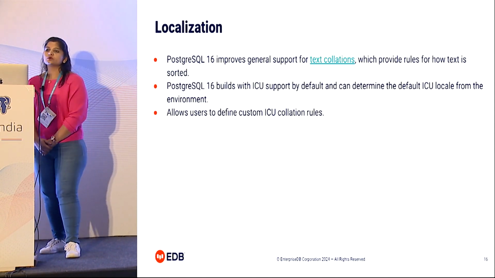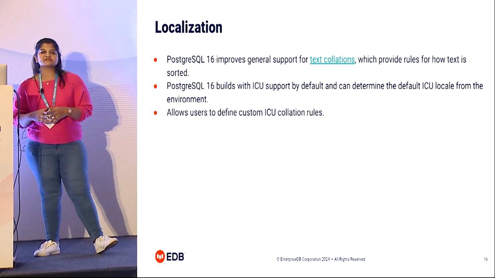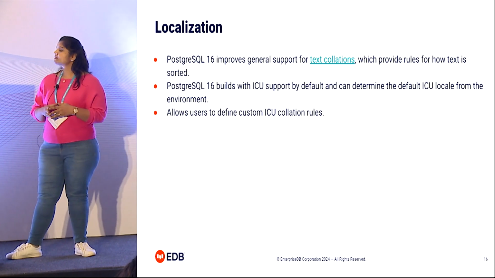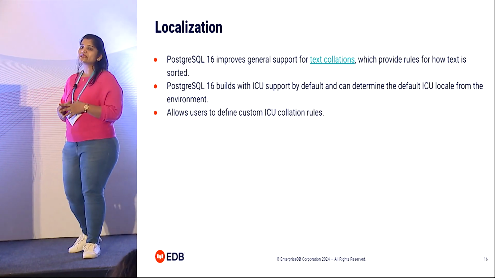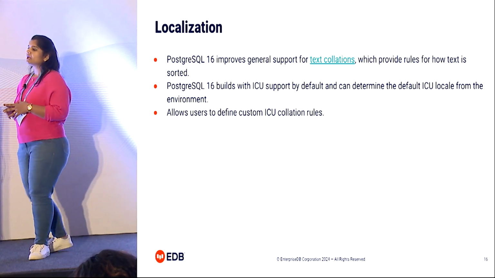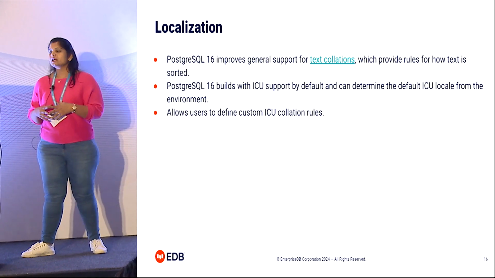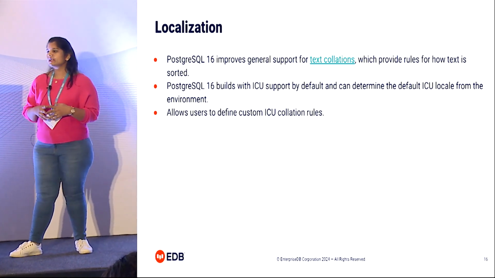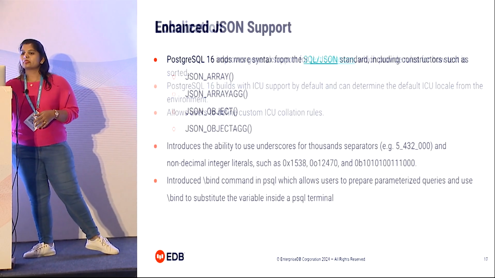The next area is localization. Postgres 16 improves the general support for text collations, which provide the rules for how text should be sorted. Also, Postgres 16 by default builds with ICU support, and it can determine the default ICU locale from the environment. It also allows users to define custom ICU collation rules.